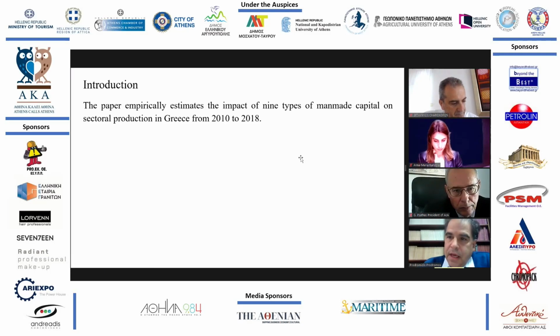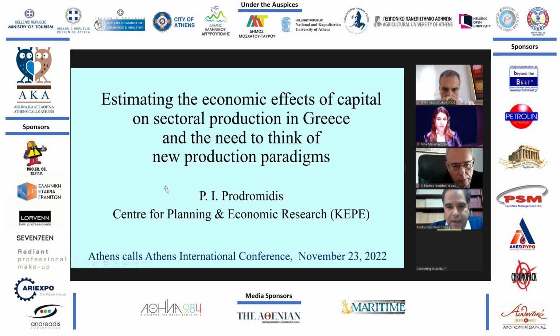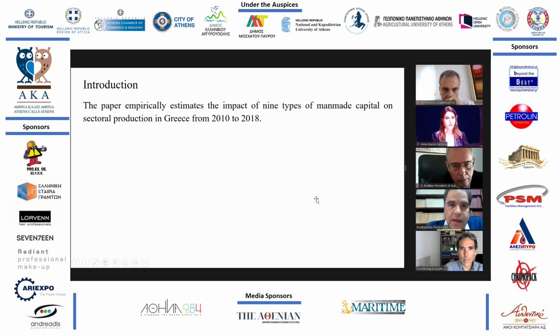Okay. In this paper, the paper is entitled Estimating the Economic Effects of Capital on Sectoral Production in Greece and the Need to Think of New Production Paradigms. The paper empirically estimates the impact of 9 types of man-made capital on sectoral production in Greece from 2010 to 2018.